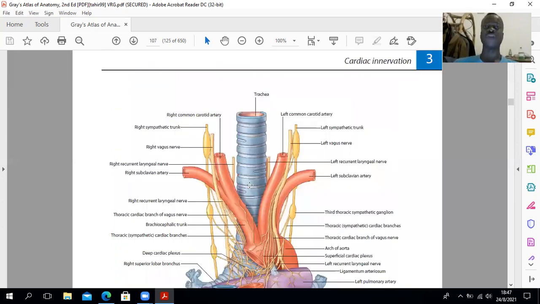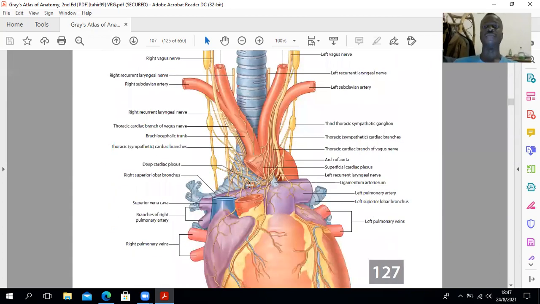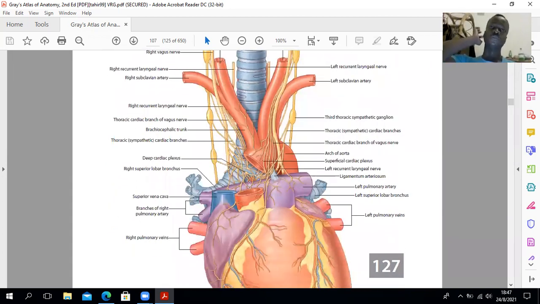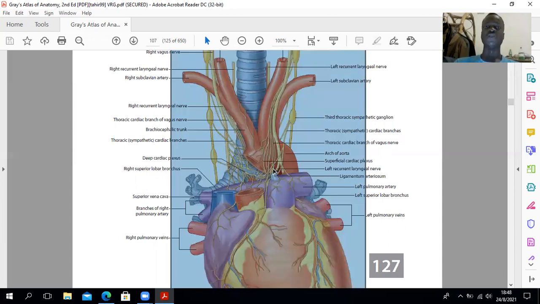Then lastly, we will describe the innervation of the heart. The innervation of the heart is mainly via the superficial cardiac plexus, which you find just beneath the aorta, which is in this region. Then you have a deep cardiac plexus as well, right? The superficial cardiac plexus will be formed from the sympathetic branches coming from the superior cervical ganglia, whilst the parasympathetic branches are coming from the inferior cervical branch of the vagus nerve.